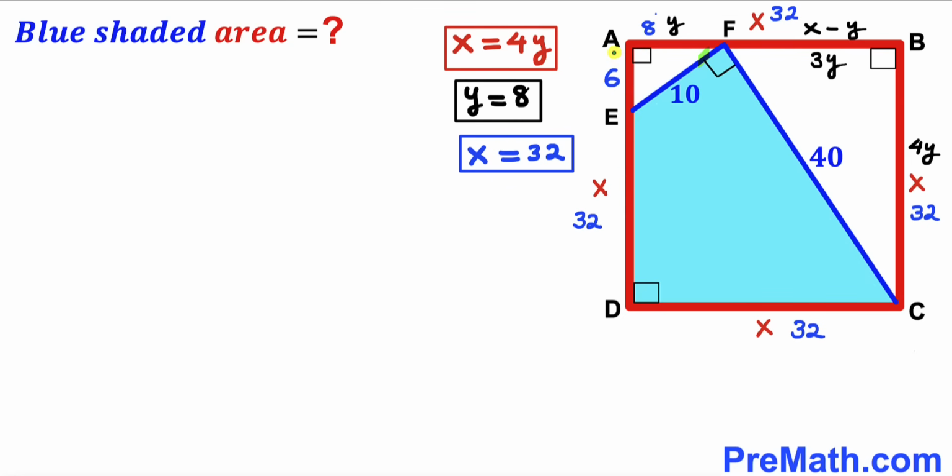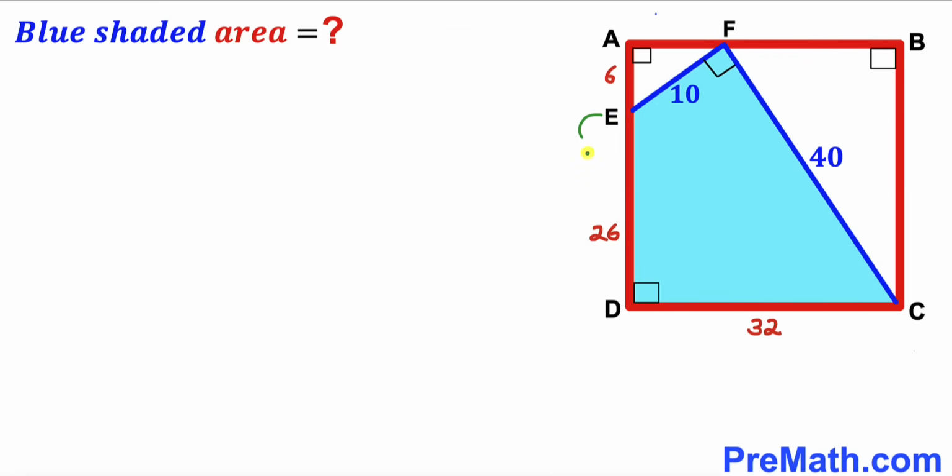And now let's make an observation. We know that this whole side AD length is 32 and this tiny segment length is 6. So therefore this remaining DE length has got to be 32 minus 6, which gives us 26 units. So thus this DE segment length is 26 and this CD side length is 32.